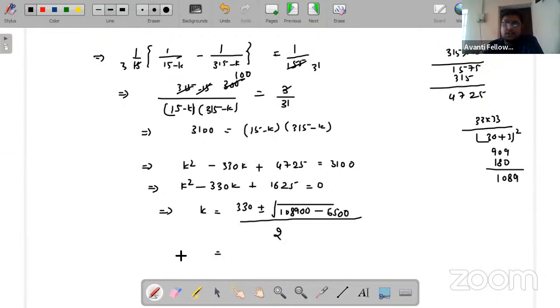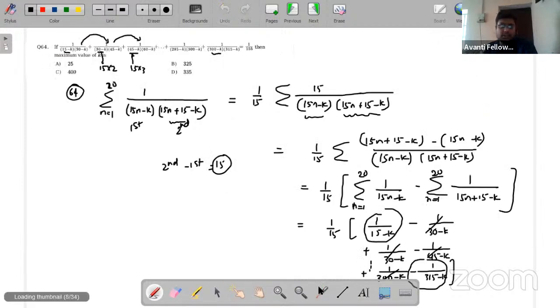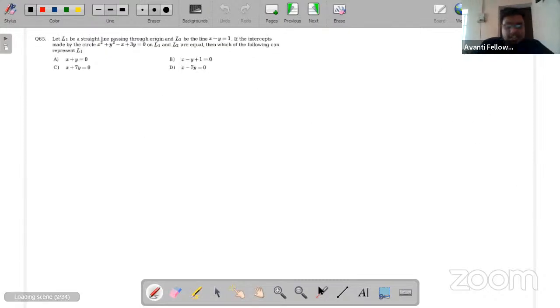So finally, if you solve, you will get two values of k. Whatever is the maximum value you are getting will be your final answer. I am leaving it at that point. You can solve it and find the answer. Clear? Easy, right? So basically, we have to generalize the term, and then we have to use partial fraction or the telescopic method to cancel out, so that each diagonal term will be cancelled out and we'll be getting the final answer and equating it with 1 by 155. Okay.